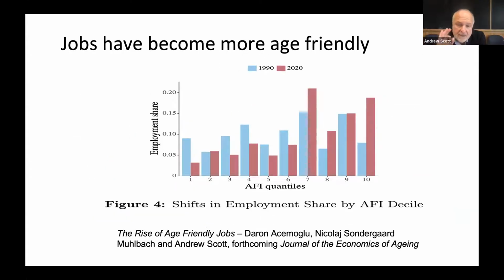And before I get on to the economic targeting of aging, just one more example of this from a recent paper I've written with Daron Acemoglu and Nikolaus Maurbach, which is looking at the nature of work, of occupations.